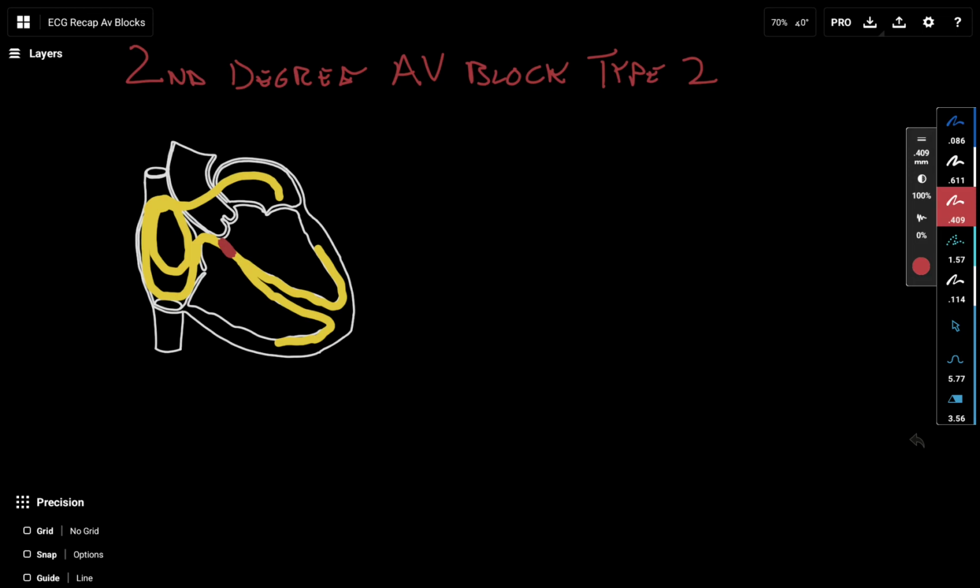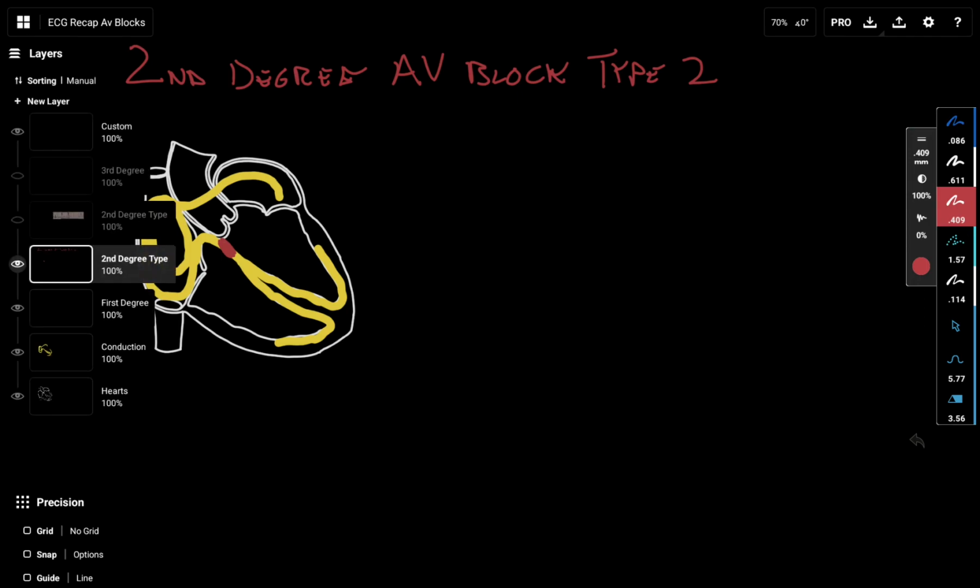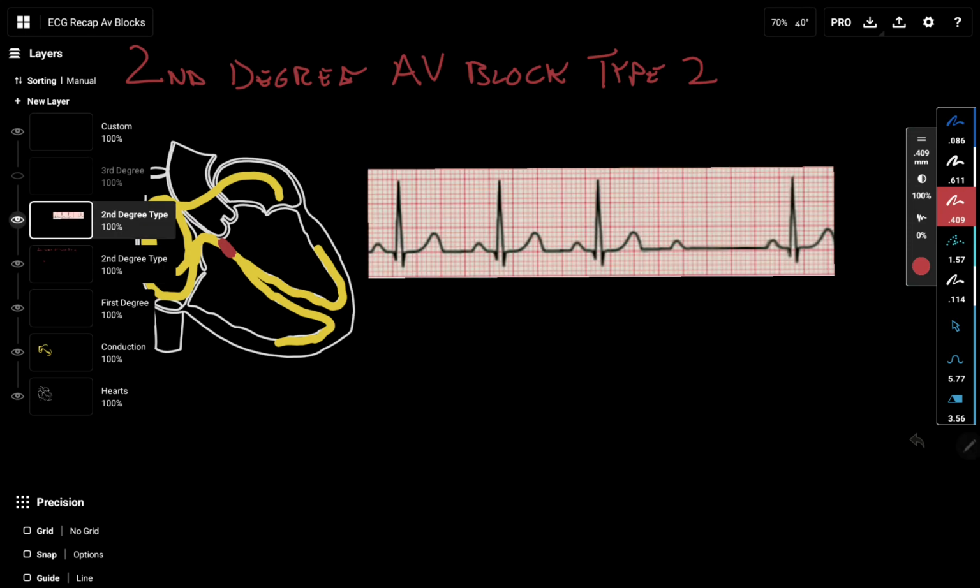In about 75% of the cases, the conduction block is located distal to the bundle of His, producing a broad QRS complex. And in the remaining 25% of the cases, the conduction block is located within the His bundle itself, producing a narrow QRS complex. So these would be the clinical features that we would see. So what would it look like on an ECG?